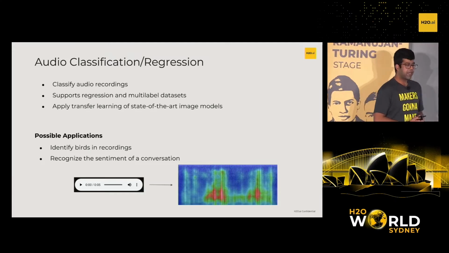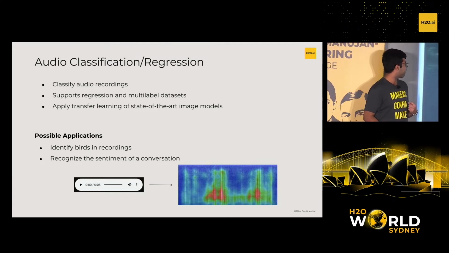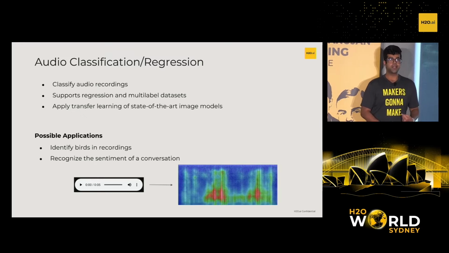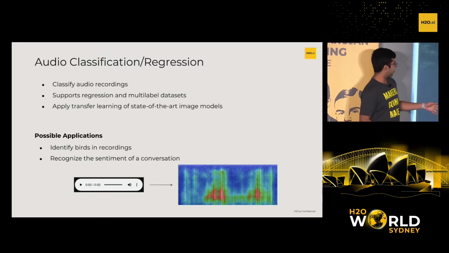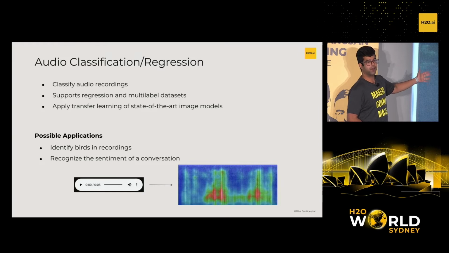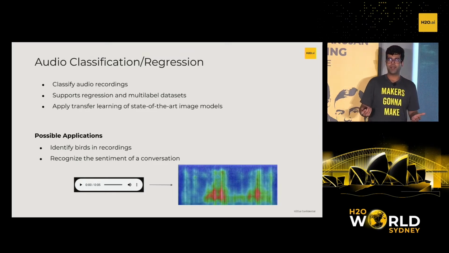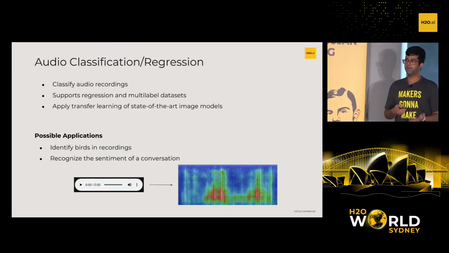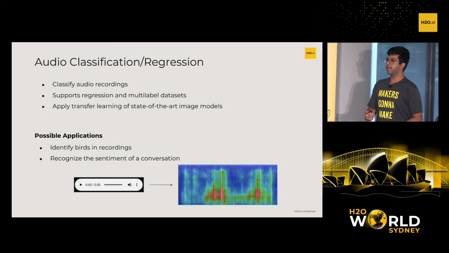You could also recognize the sentiment of a conversation. And just to appreciate how hard of a problem this is, your model literally just sees that spectrogram at the end of the slide. So just by using Hydrogen Torch, you can convert an audio recording, and it takes care of everything in the most optimal way and helps you understand the sentiment of the conversation.